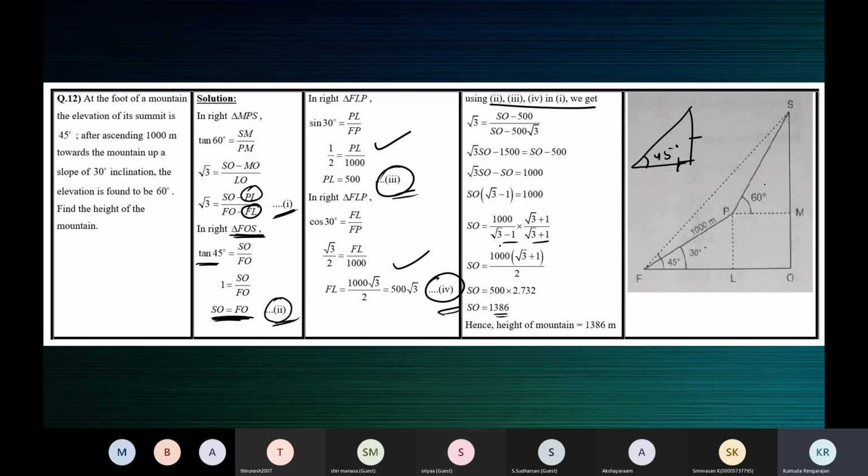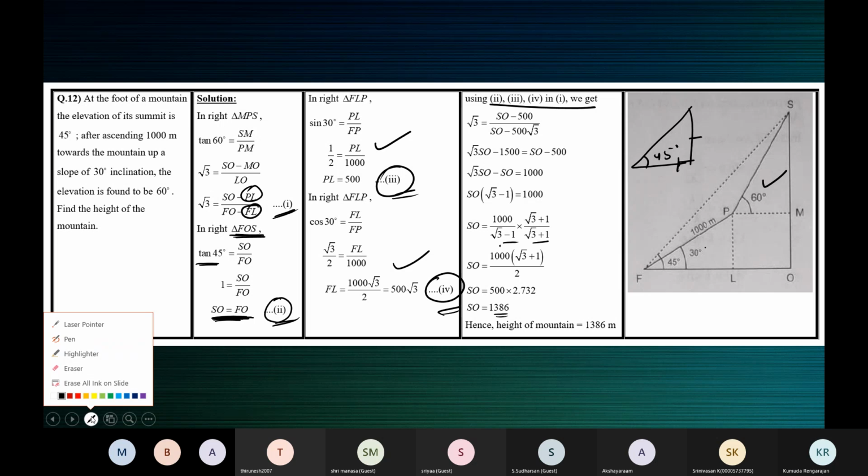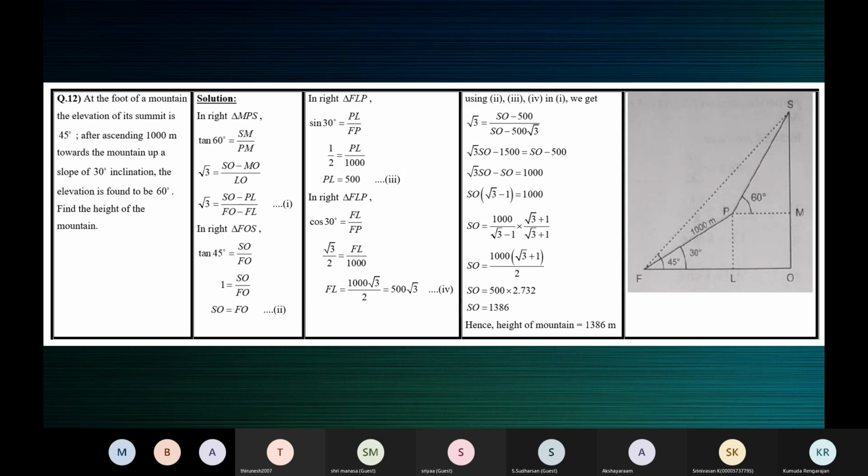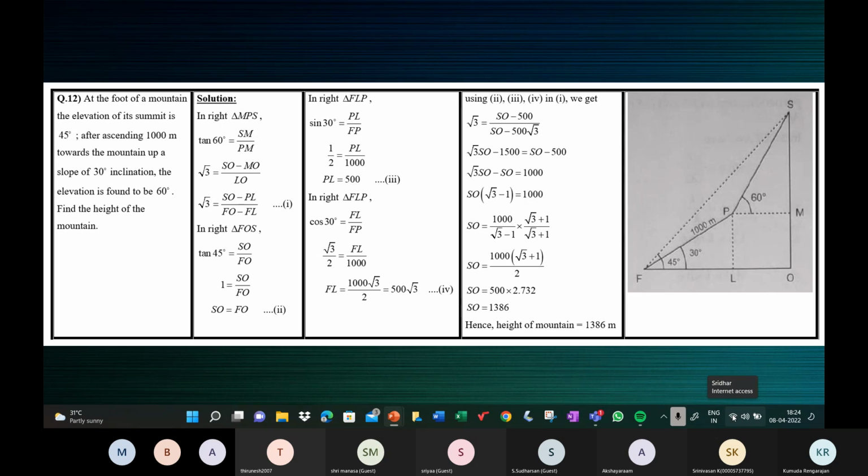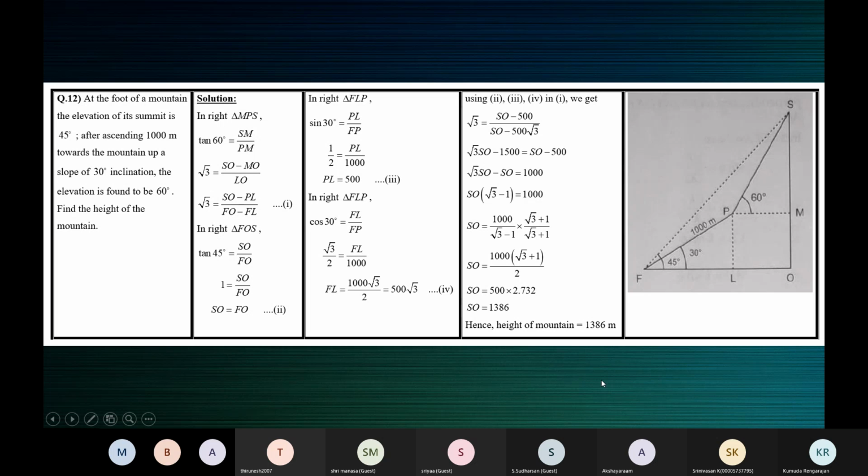So please start with this right triangle. Yes, children, please work on this. Please work it mindfully. Important question. I'll just get back in 2 minutes, children. Please complete this by then.